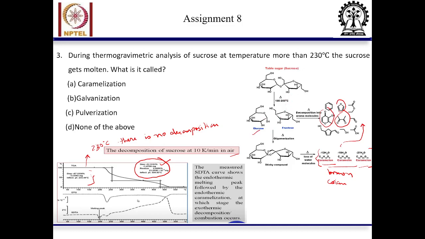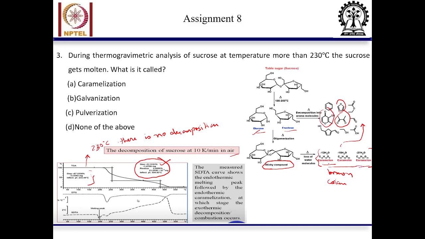So sucrose is made up of alpha glucose and beta fructose. Now, what will happen? This glucose and fructose will oligomerize and form a sticky compound. This is an oligomer. Now, these fructose and glucose can also decompose into volatile substances like maltol, furan, and diacetyl, and other compounds. And what happens? This sticky compound will lose different numbers of water molecules and form different types of compounds, and these are brown in color.